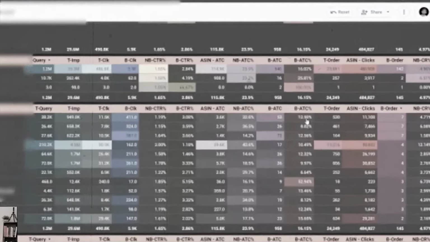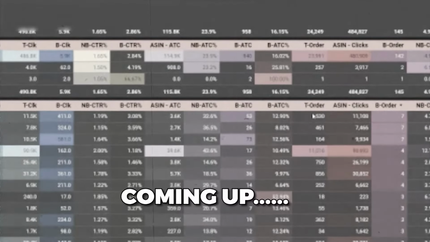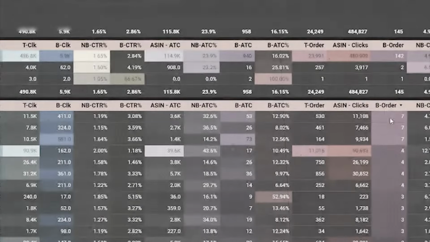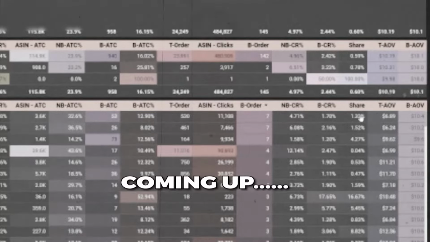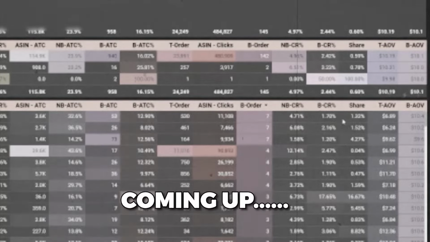The branded add to cart percentage is this one, total orders is this one, the branded orders is so less. Here you can see share, obviously we are taking very less share as well, that is obvious.